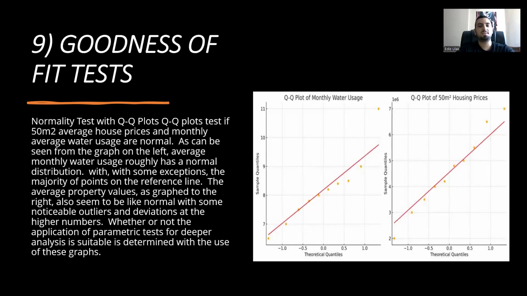Goodness of fit tests. QQ plots check if 50 meter squared house price and monthly water use follow a normal distribution. The left graph shows that average monthly water use is roughly normal. The right graph indicates that house price also appears mostly normal.